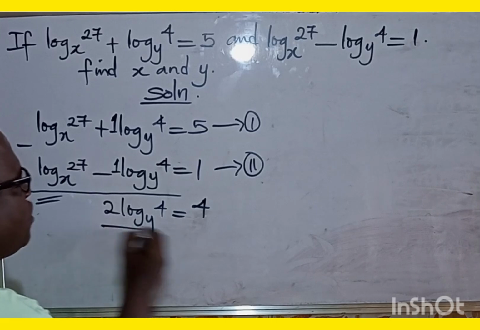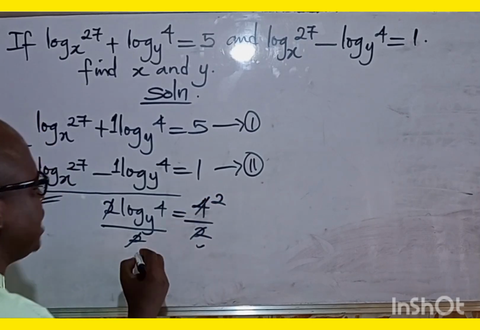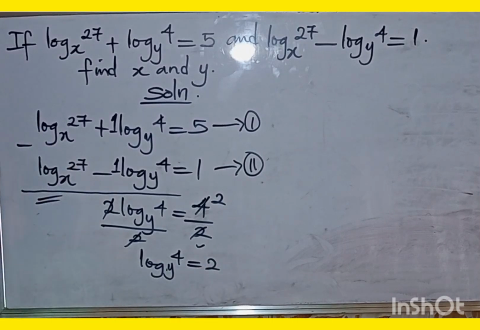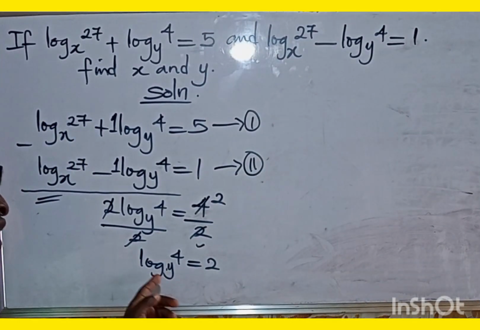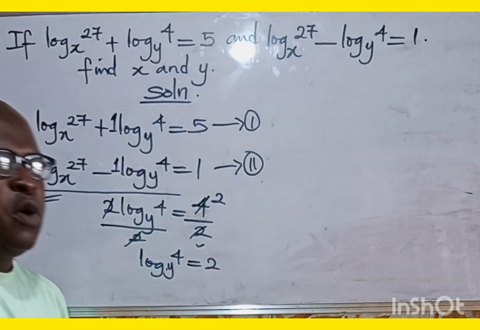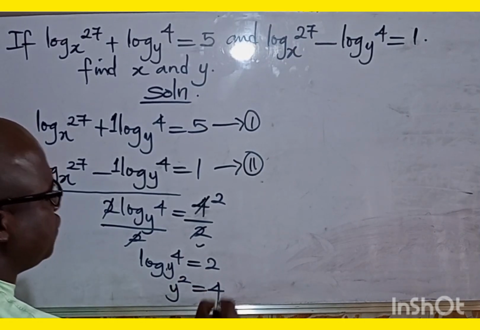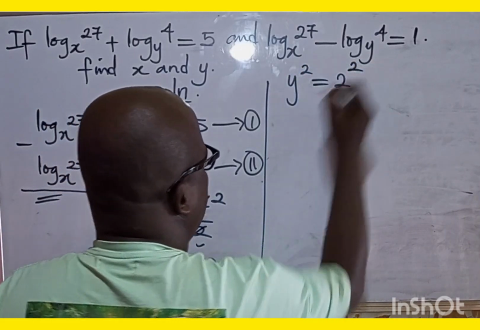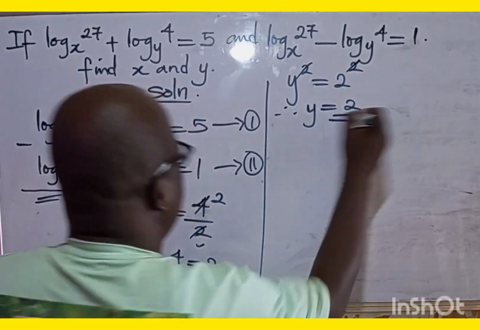From here, I can divide both sides by 2, so these two will cancel. 2 here is 1, 2 here is 2. That means I am left with log base y of 4 is equal to 2. The next thing I should consider doing now is to remove this log sign. When I remove the log, this base y will be raised to this power 2. That means I am going to have y raised to power 2 is equal to 4. So from there, y squared is equal to 4, and 4 is 2 raised to power 2. These two will cancel. So therefore my y is equal to 2.